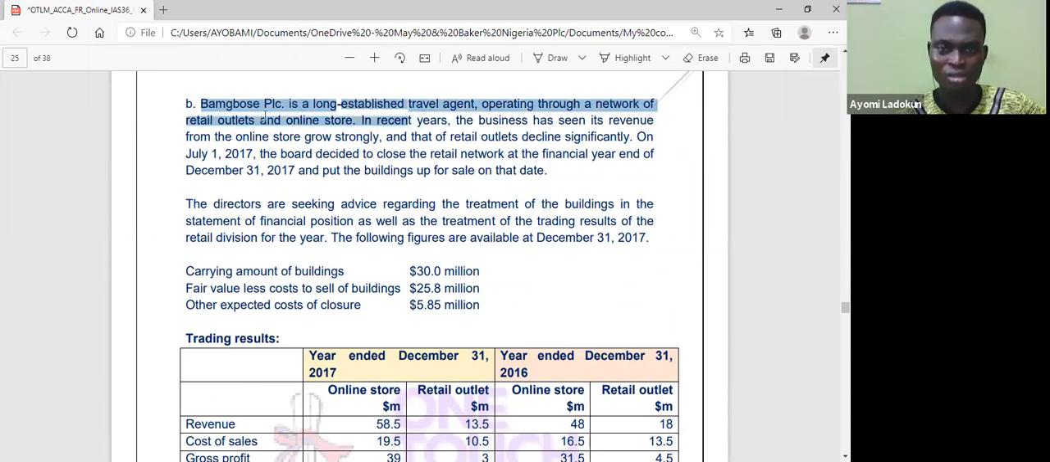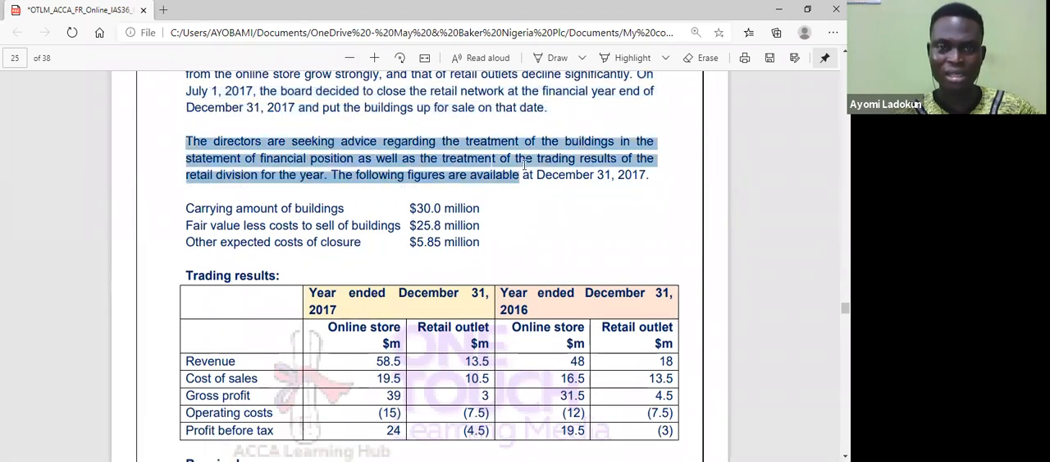Now, Bangboshe PLC is a long-established travel agent operating through a network of retail outlets and online stores. In recent years, the business has seen its revenue from online store grow strongly, and that of the retail store decline significantly. On 1st July 2017, the board decided to close the retail store. They want to discontinue that operation at the financial year end 31st December 2017 and put the building up for sale on that date. The directors are seeking advice regarding the treatment of the building in the statement of financial position, as well as treatment of the trading results in the retail division.